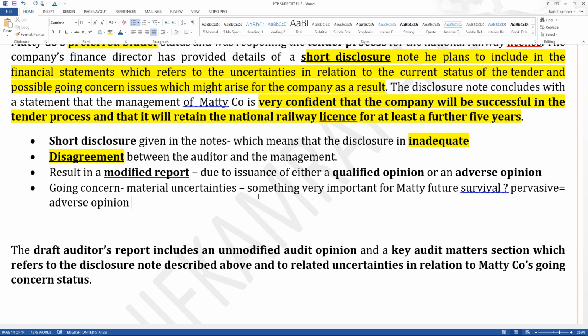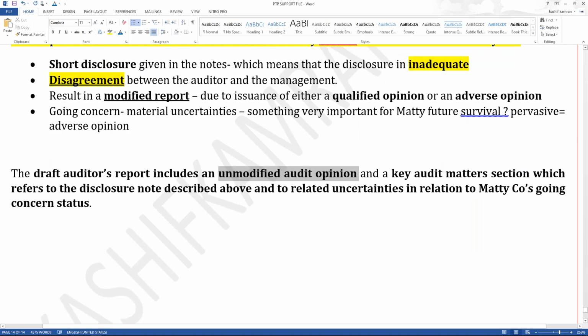So if the management is reluctant to give a complete disclosure, this is a very pervasive matter. You need to justify in the exam paper the basis of pervasive. I hope I've justified the basis of pervasive, something very important for METI's future survival and something very important for the shareholder. This is not just material, this is material and pervasive, right? So what have we given in the draft audit report? We have included an unmodified opinion in the draft audit report. Is that right? Is that wrong? So you need to comment on the opinion.